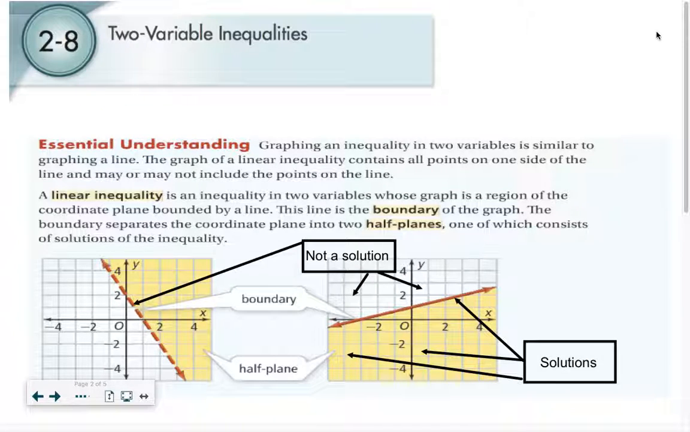So, you guys know what inequalities are? Have you dealt with them before? Yeah? Like Algebra 1? Geometry? Okay. So, you guys know how test points work?